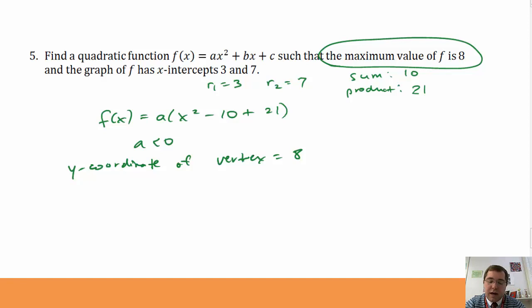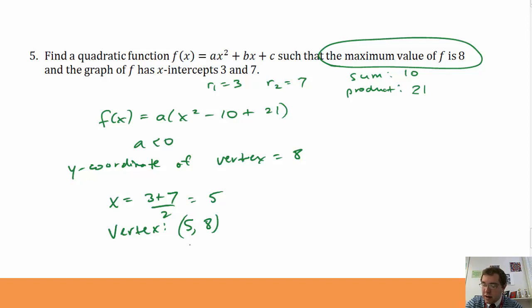Okay? I need to find the x-coordinate of the vertex. Well, because of symmetry, the axis of symmetry lies exactly halfway between 2 points that are on the same level. Well, my x-intercepts are on the same level. So the axis of symmetry will lie halfway between those two x-intercepts. So if I take the average of those two, 3 plus 7 over 2, which would be 10 over 2, or 5, then I know the axis of symmetry is 5. And the axis of symmetry is the vertical line that goes through the vertex. So it has the same x value as the vertex. Thus, the vertex must be 5, 8.